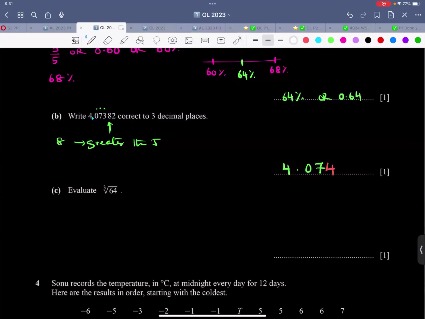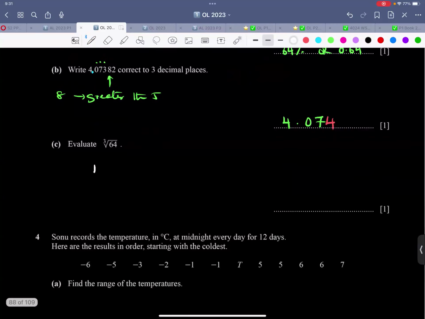Evaluate the cube root of 64. You can write the answer directly. You can write this as 4 cubed raised to the power of 1/3, which comes out to be 4.